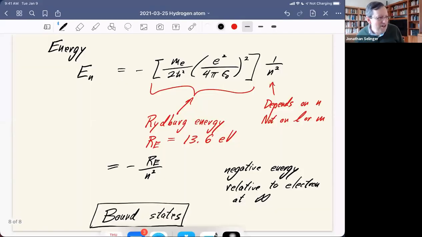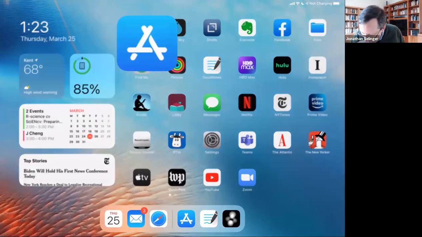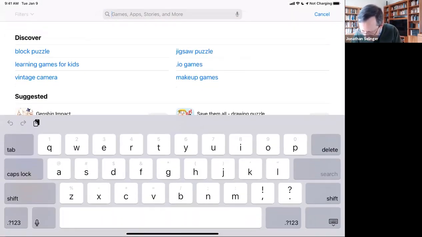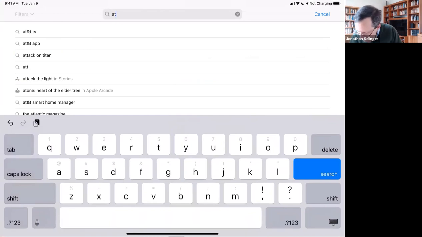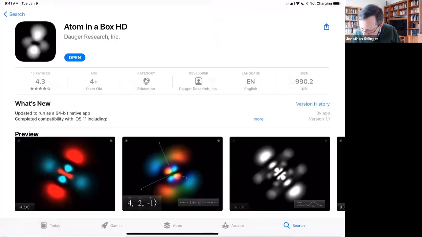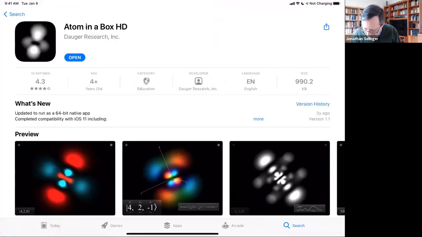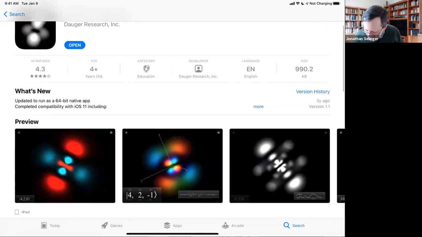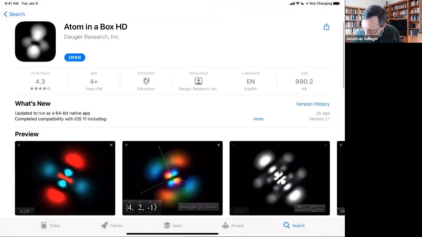So if I look on my iPad and I look in the App Store, it's not there anymore. If we say Atom in a box, look, somebody already made an app to calculate all this stuff. And it costs $5. So I spent the $5 so you don't have to. And so let's see what this app does.